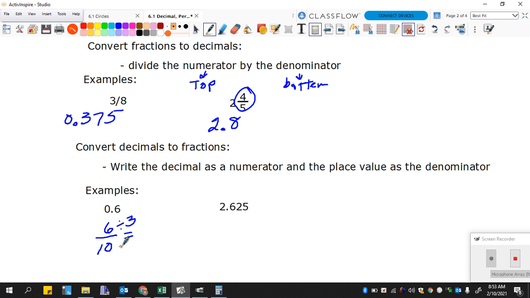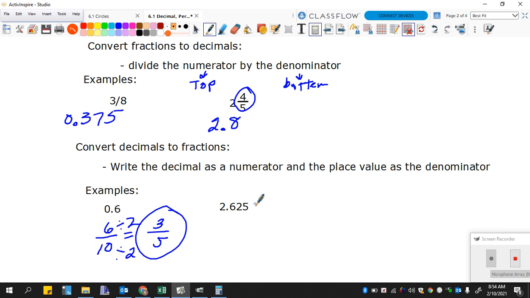In this case, I'm going to divide by 2 because 2 is our greatest common factor, GCF. 6 divided by 2 is 3. 10 divided by 2 is 5, and we end up with 3/5.